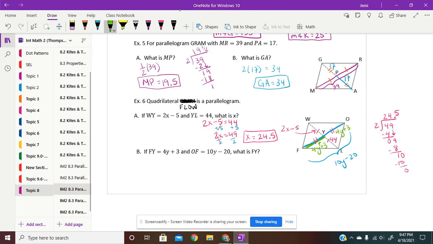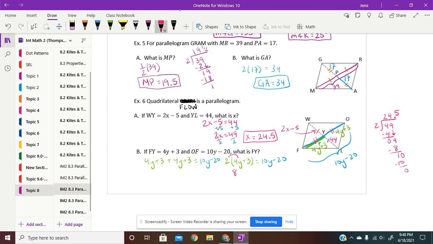And if I added those together, I could get the whole thing. So you could do 4y plus 3 plus 4y plus 3, or you could do 2 times 4y plus 3, right? They both give me the same result. And that is equal to the length of the whole thing, 10y minus 20. Now I have two equations written here, and they're going to give me the same result. Well, I'm just going to pick one to solve. So I'm going to solve the one on the right.